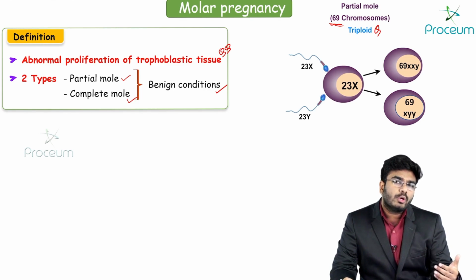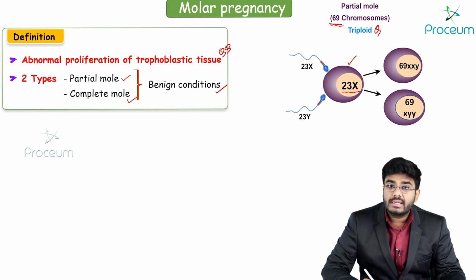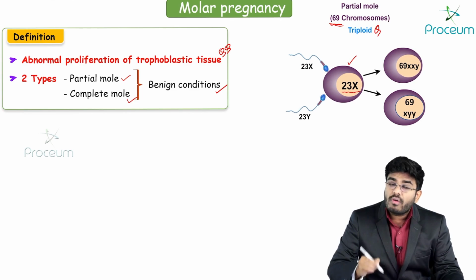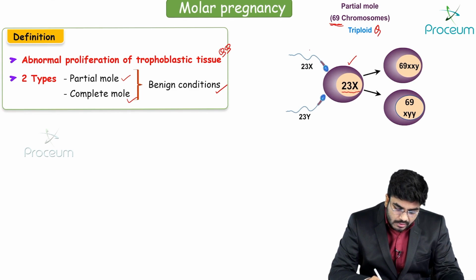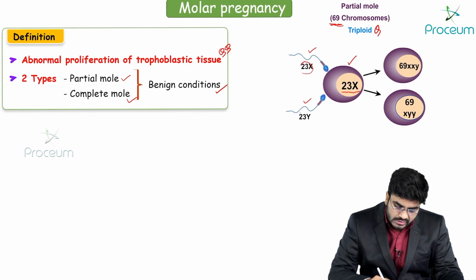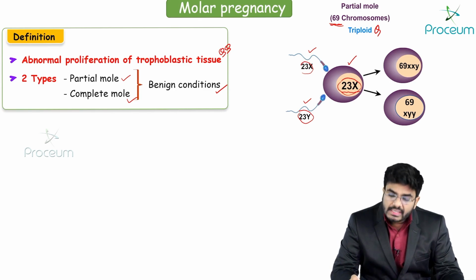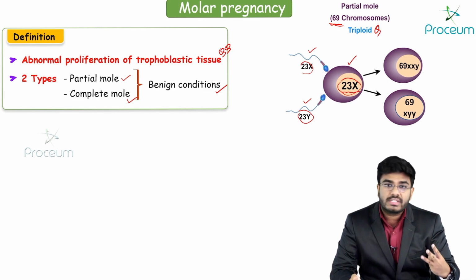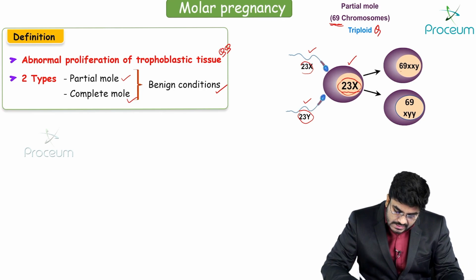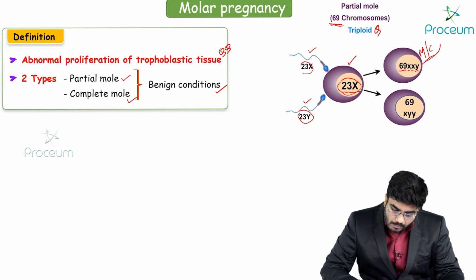Now, why does this karyotypic abnormality happen? It's because there is no problem with the ovum. 23 chromosomes are there, 23X. But this ovum is getting fertilized by two sperms. This is one sperm and this is one sperm. Here 23 chromosomes, here 23, and here 23. So 23, 23, 23, and you will be getting 69 chromosomes. So it's a triploidy state. Instead of diploidy, you are having triploidy. That results in 69 XXY. This is the most common karyotype which is seen with the partial mole.